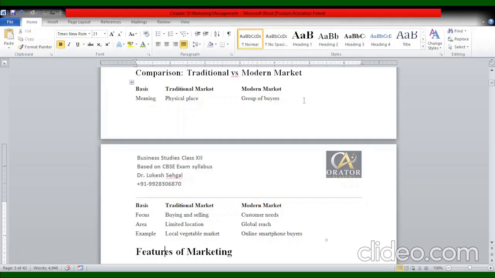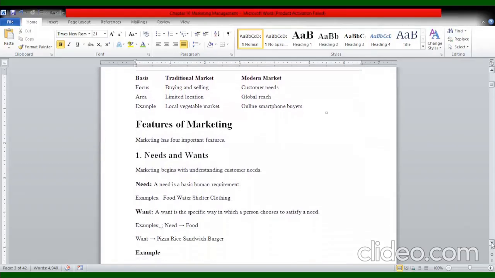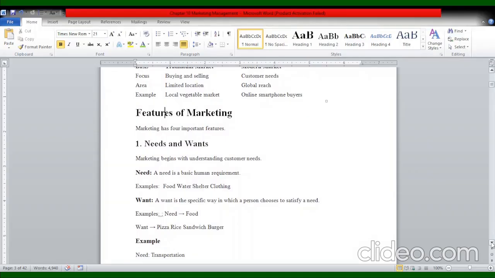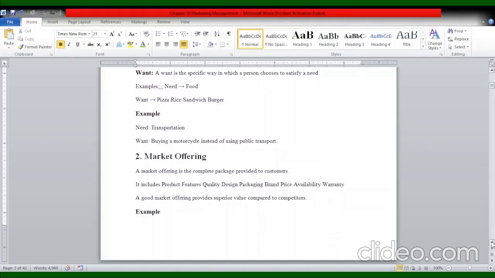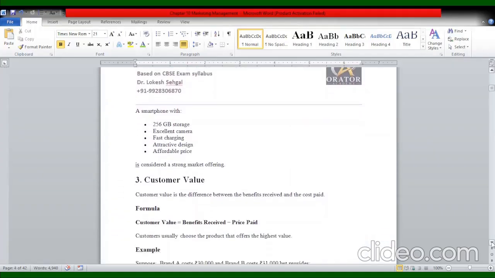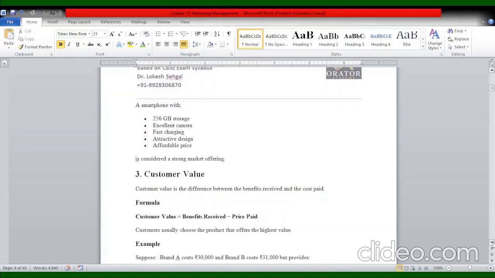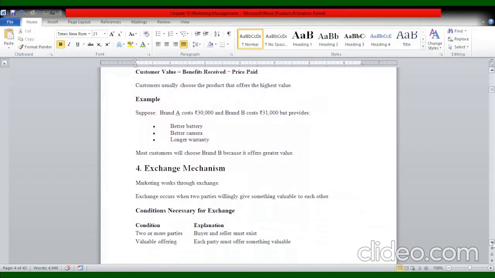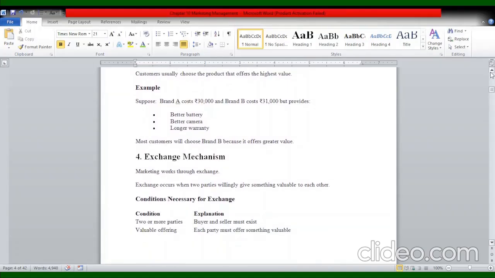So in this way you can understand the difference between the traditional market and the modern market. Now we are focusing on the features of marketing. What are the features of marketing? Features of marketing relate to how your market will be designing a particular product depending upon the needs and wants, as per the market offering and your customer value. So these are the main features of the market, and one more included is the exchange mechanism.